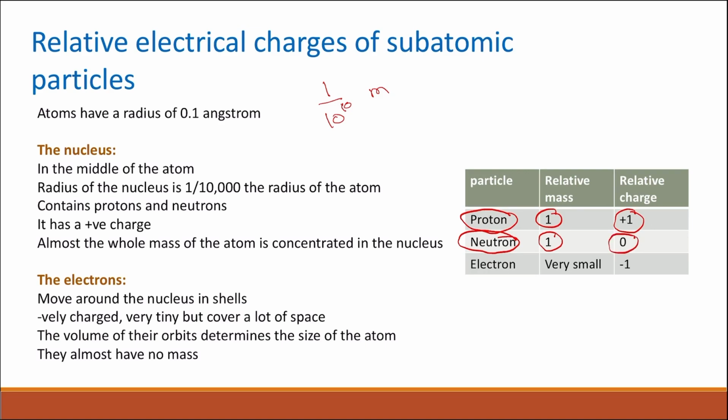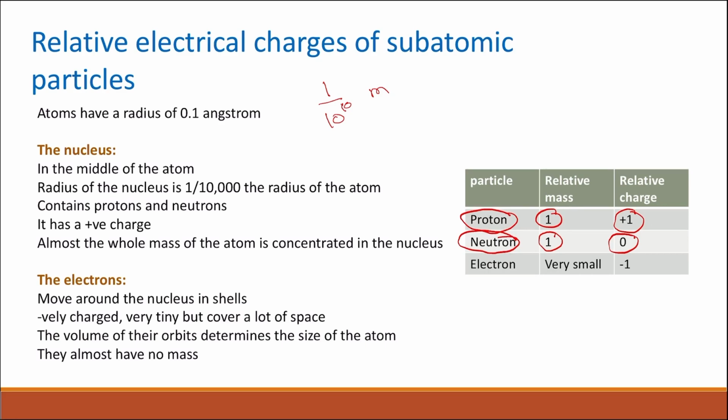So the nucleus as a whole is positively charged. How much positive charge there is depends on how many protons are there. Almost the whole mass of the atom is concentrated in the nucleus. And then we have the electrons.